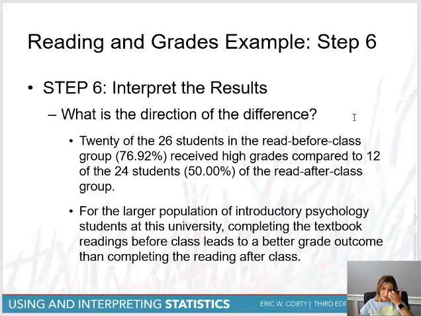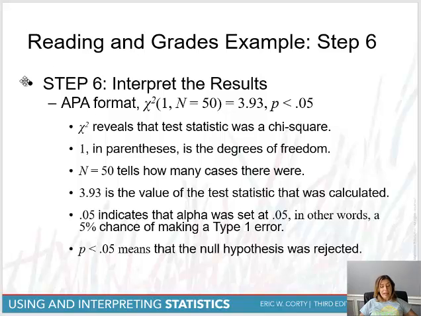So what's the direction of the difference? Well, 20 of the 26 students in the read before group received high grades compared to only half who read after class. So that's what I'm talking about when you say the direction. So it looks to the student's advantage to read before class. Here's how we format it in APA format, just like we did the other chi-square. So chi-square for 1 degree of freedom and an N of 50 was equal to 3.93. We rejected the null at the alpha level of 0.05.